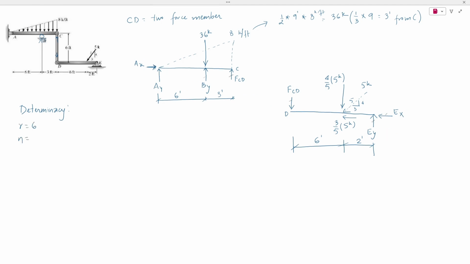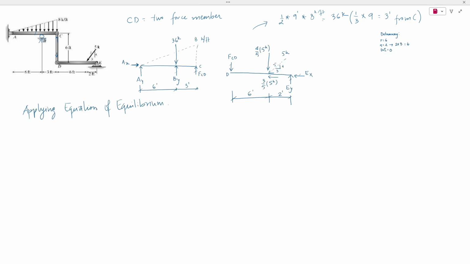We have two elements, AC and DE, connected by the two force member CD. So 2 times 3 equilibrium equations for each member, so 6 equilibrium equations. Then determinacy would be equal to 0. That means the structure is statically determinate. So we can solve this structure by applying equations of equilibrium.